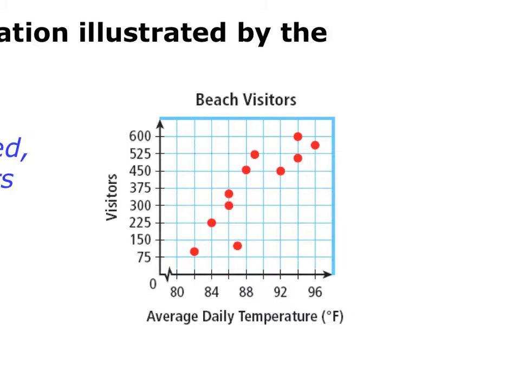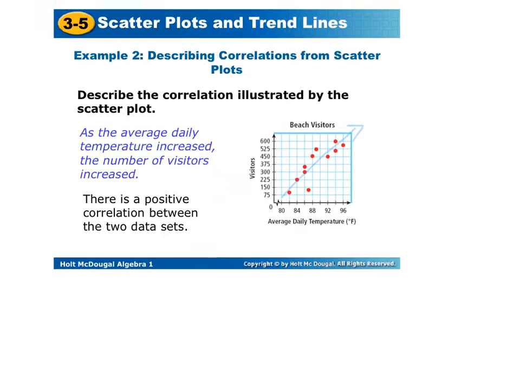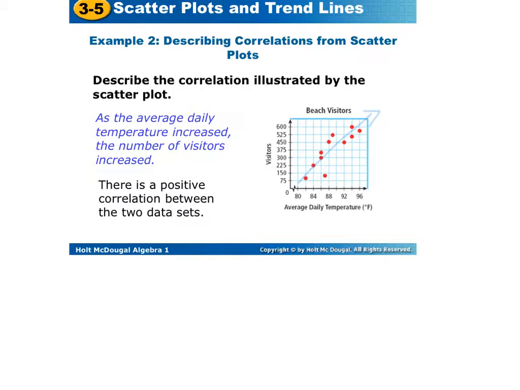Positive. Most of the dots are all heading upward. There's a couple that drop down, but the general trend here, or the correlation, is positive. So it says here, it's a correlation between the average daily temperature and beach visitors. So obviously, if it's a nice, hot, sunny day, there's going to be more people at the beach than if it were a cold day.